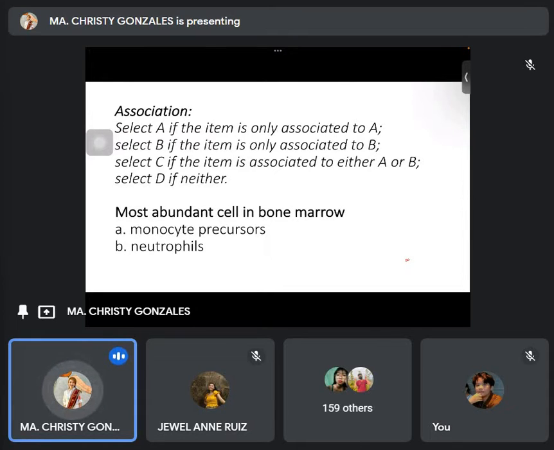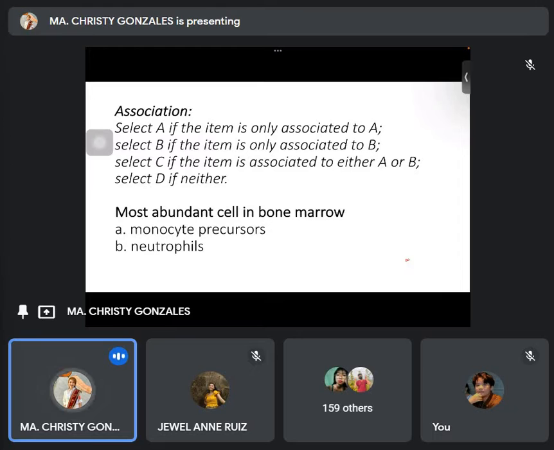Okay? Next. So ito, most abundant cell in the bone marrow. Nabanggit na natin to nung diniscuss ko sa inyo yung differential. Nalaman natin na yung pinakamarami sa bone marrow are your neutrophils. So, letter B. Pero pag tinanong kung ano yung pinakamarami sa peripheral blood? Still, neutrophil. But when asked about the entire body, the answer is monocyte or macrophage. I will repeat, bone marrow and peripheral blood, the answer is neutrophil. But if we're pertaining to the entire body, the answer should be monocyte or macrophage.